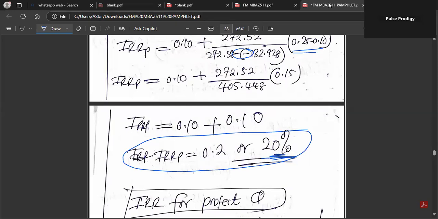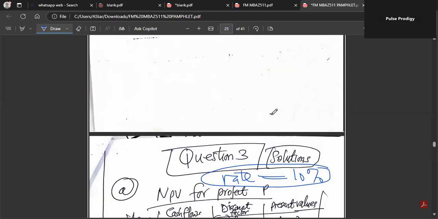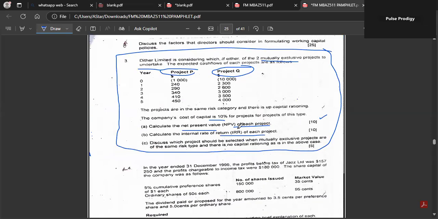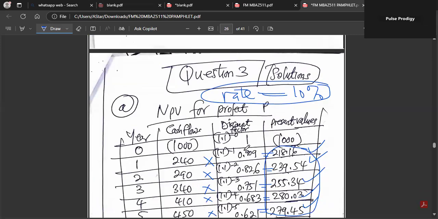Okay, so now the question is asking us, they're saying, discuss which project should be selected when mutually exclusive projects are of the same risk type and there is no capital rationing in the above case. So here, we can just select either project based on the criteria that will favor which project. Like in this case, if it's for NPV, you need to choose project Q. Okay, are we together so far?